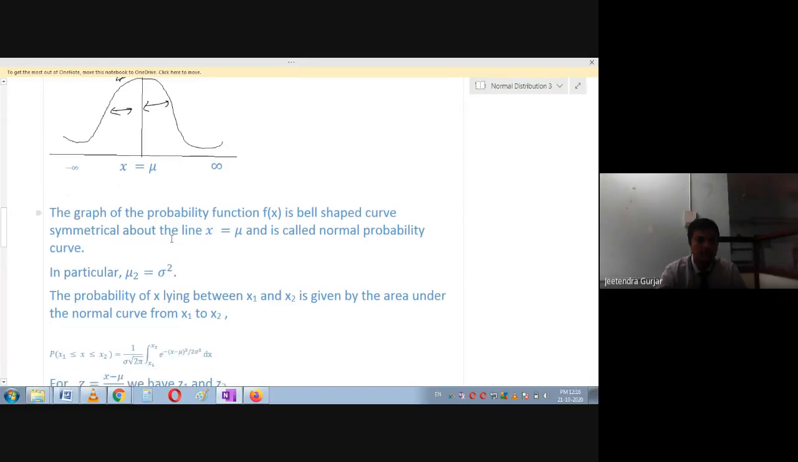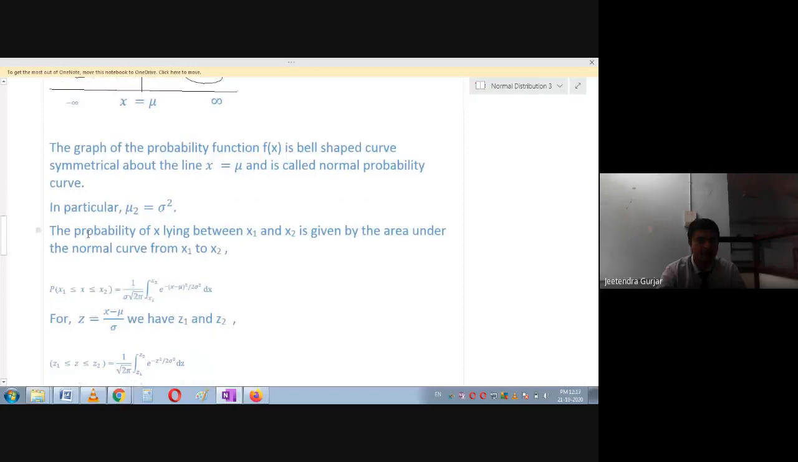So in particular, mu is equal to sigma square, that is, mean is equal to the variance, students. So in this, again, the probability of x lying between x1 and x2 is given by the area. So we are going to find, in normal distribution, that area, which is very, very important.